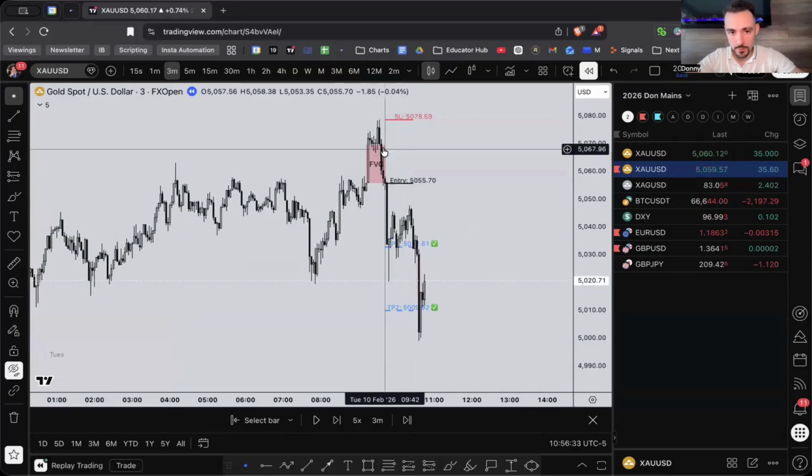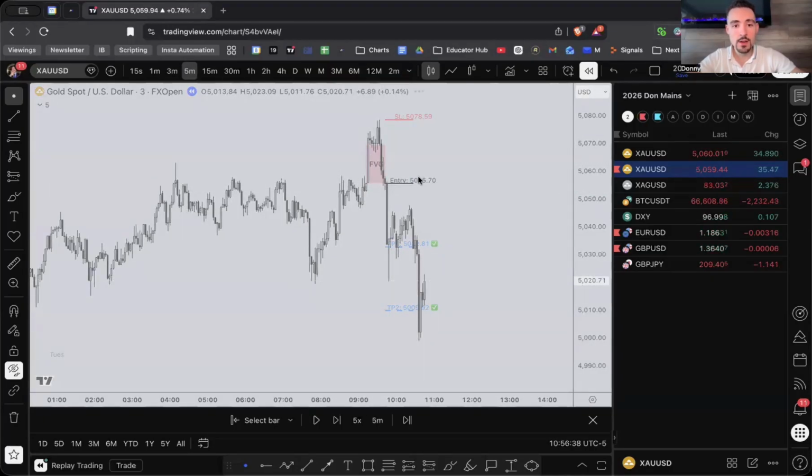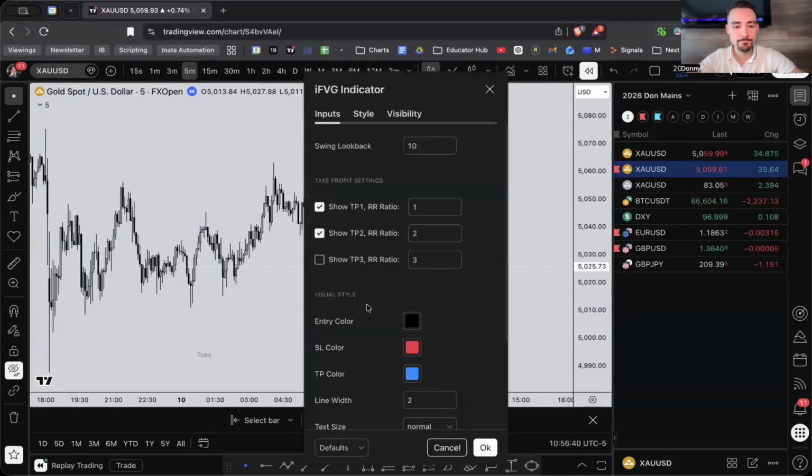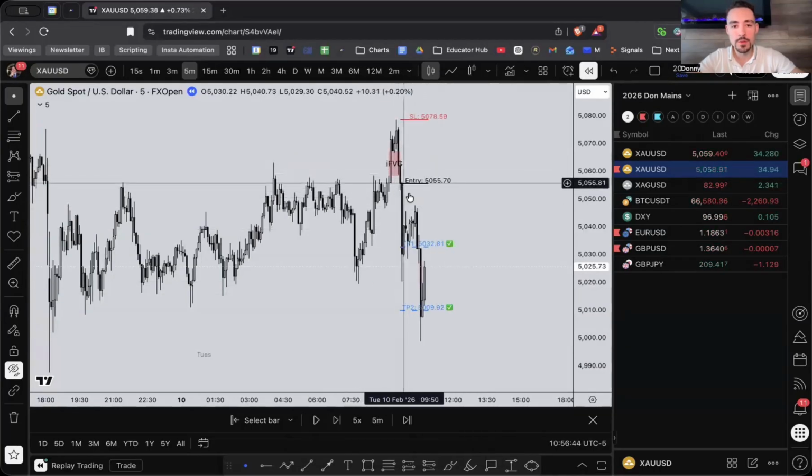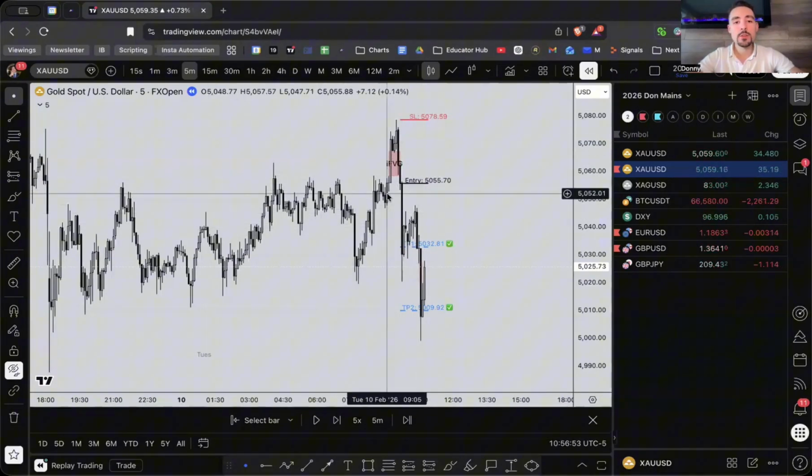We got it on the 1 minute first, we got it on the 3 minute second, and we got it on the 5 minute thirdly. Okay, which makes sense. Usually it'll be in that order for the setup. So yeah, that is an example of how I would use the indicator.